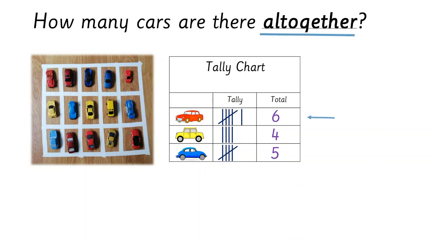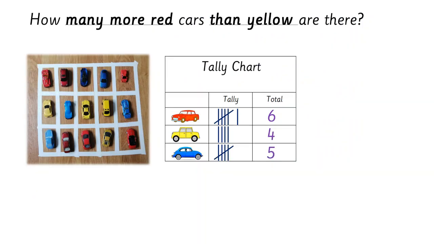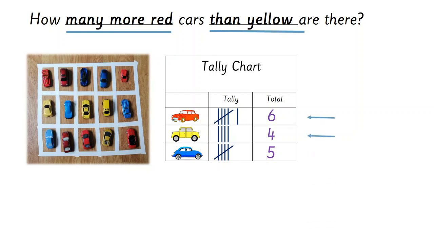"All together" tells us that we will be adding. "How many more" tells us that we are looking for a difference between numbers. If we are looking for a difference between numbers, we need to subtract.